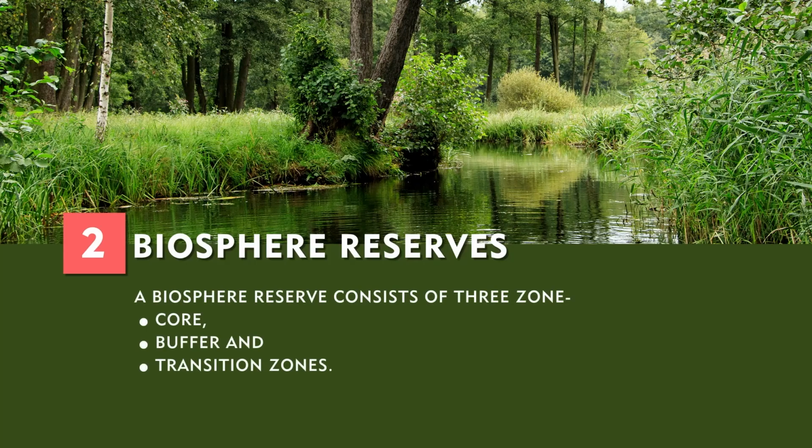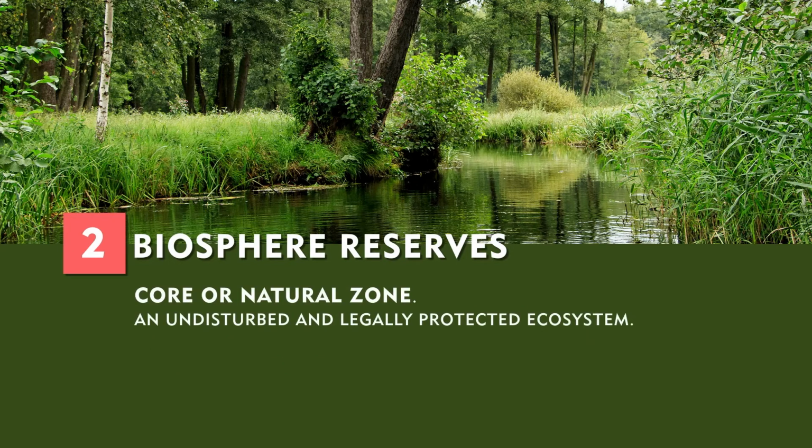So a biosphere reserve consists of three major zones. One is the core, the second is the buffer, and the third is the transition zone. The core zone, also known as the natural zone, comprises an undisturbed and legally protected ecosystem.